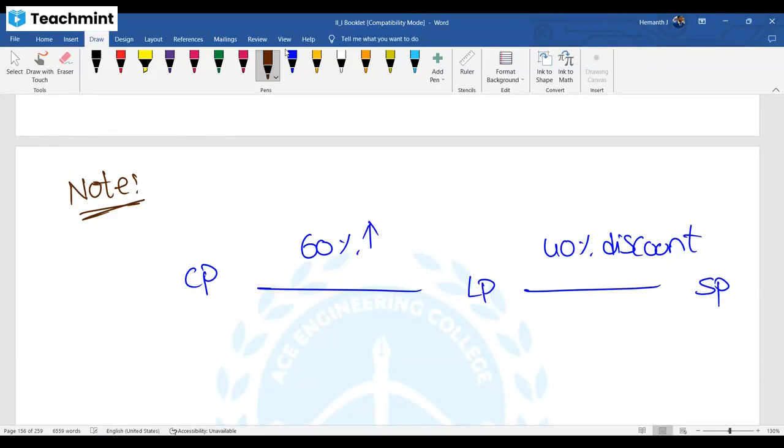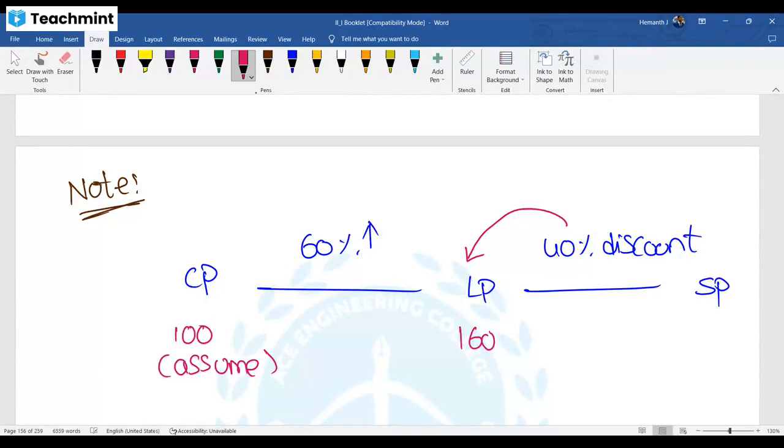This is why those who are starting a business should know how much discount they can give. You may think that since it was a 60% increase, I can give a discount up to 60%. No, sir. If you give up to 60%, after one week your shop will be closed. So make sure. How? See, assume the cost price is 100 rupees. A 60% increase means it will become 160. Now you are giving a 40% discount, not on 100. That 40% should be calculated on what?